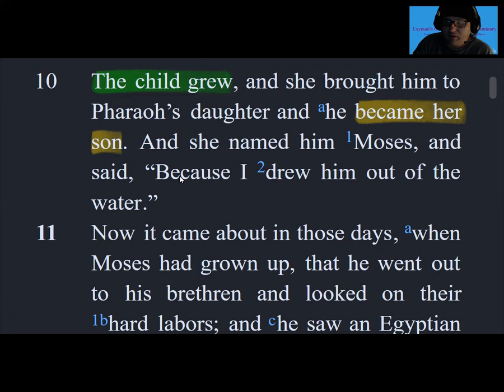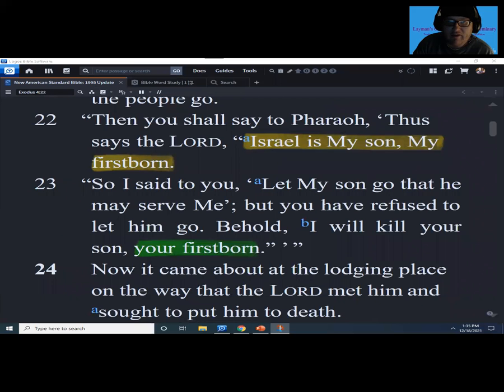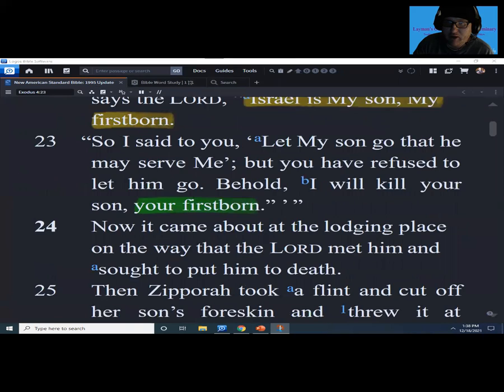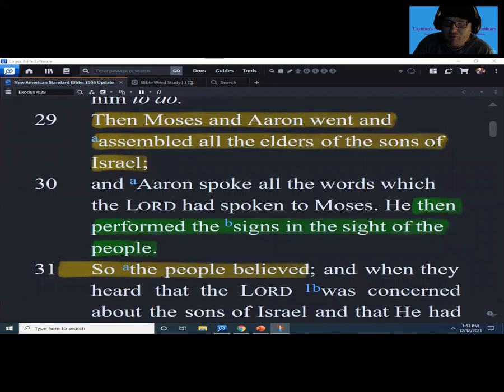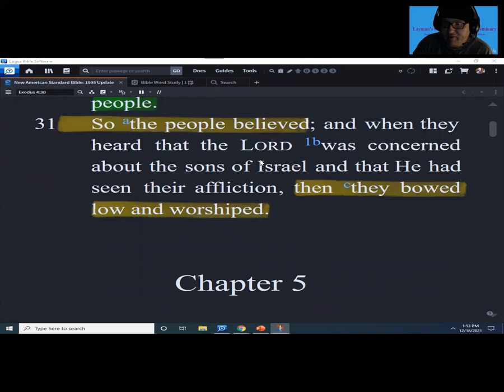All right. Exodus 4:22. Israel's my son, my firstborn. Here we are again, right? The same passage. And it keeps going on with that firstborn imagery. And then whenever Moses and Aaron went and assembled themselves before the sons of Israel, he performed the signs. And look what the text says. So the people believed. I take that as that they were saved.